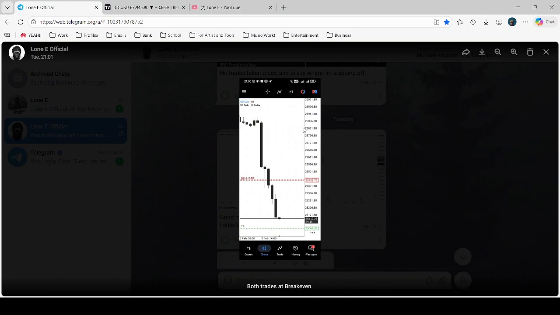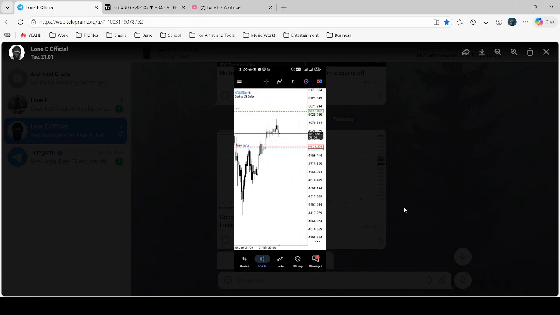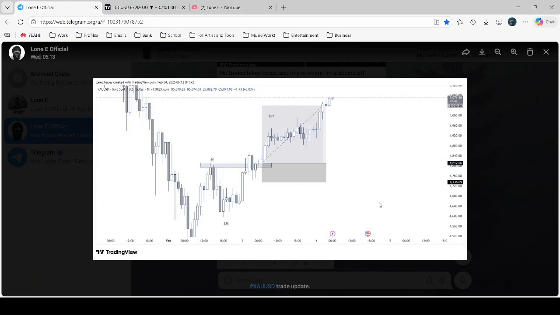So this is a visual representation of the NAS 100 trade. It started playing out. As you can see, it is heading straight to my take profit. And then this is the trade update on gold. I was still holding gold. And then gold all of a sudden hit my take profit.